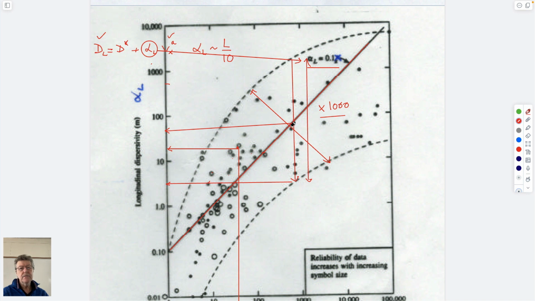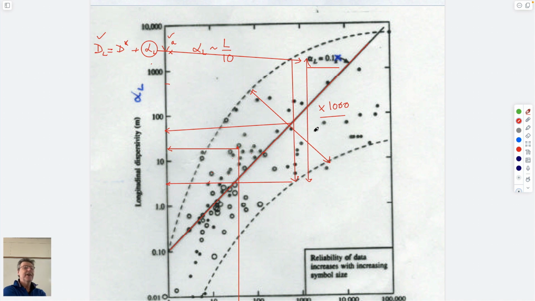And I guess, why doesn't it have any physical property attached to it except for the length of the plume? Seems curious to me. Thoughts? You agree? Yeah, you agree.